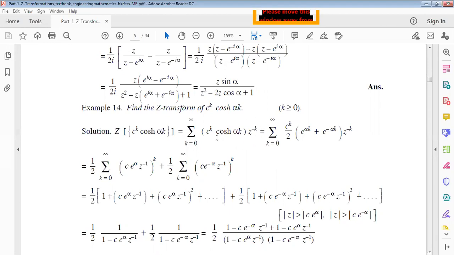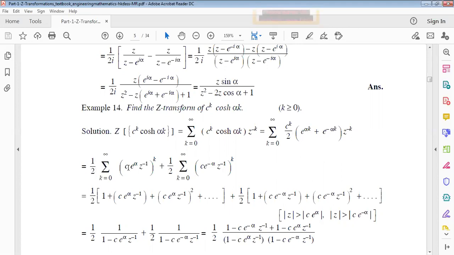So using the definition, we can write the z transform as c to the power k divided by 2. These two, from where are they coming? Cos hyperbolic alpha k, converting cos hyperbolic to exponential form. In exponential form, cos hyperbolic can be written as e to the power alpha k plus e to the power minus alpha k divided by 2. Okay. You must know it. Cos hyperbolic alpha k equals e to the power alpha k plus e to the power minus alpha k divided by 2. Now separating c to the power k divided by 2, then we get this. Now z to the power minus k multiplying in both terms.